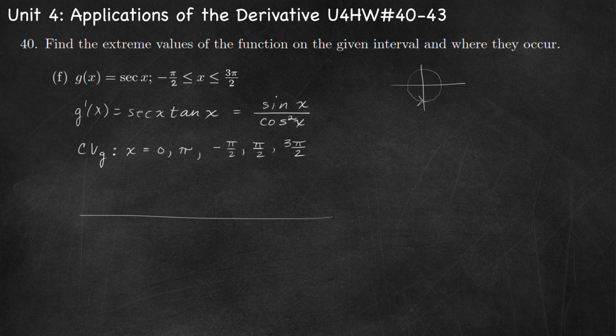I'm going to place my critical values on a number line. So our smallest is negative pi over 2, which also happens to be our endpoint. And then 0, pi over 2, pi, and 3 pi over 2, which is our other endpoint. So we're going to test g prime to see whether it's positive or negative. We need a test point between negative pi over 2 and 0. So let's go with this one right here, negative pi over 4.